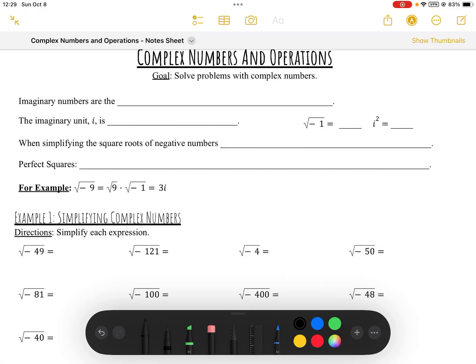In this video, we are going to look at complex numbers and operations. I will look at example 1 and 2 in this video, and then I'll make a second video for example 3 and 4. So to start, we're going to look at some definitions.